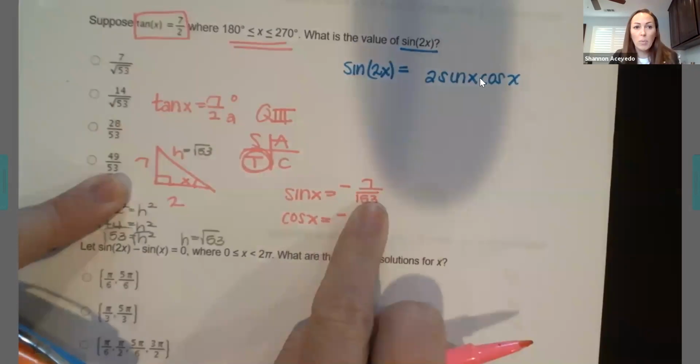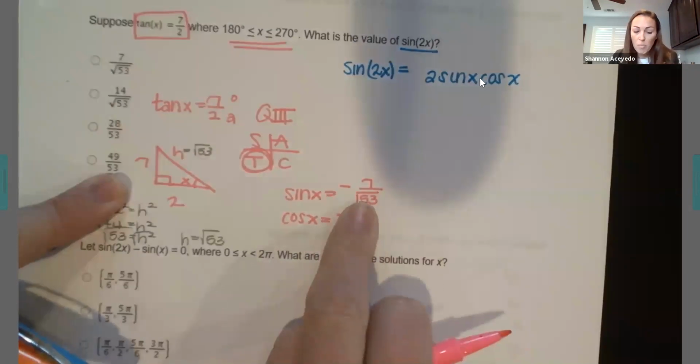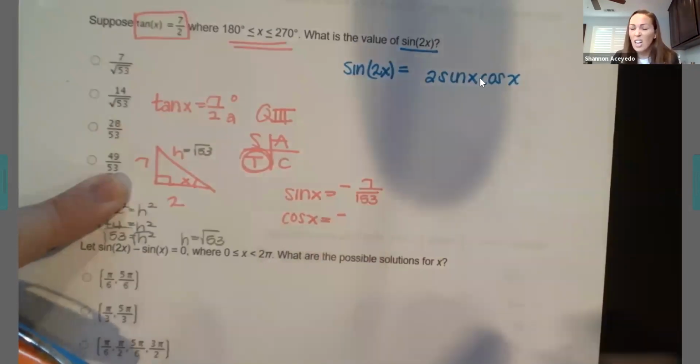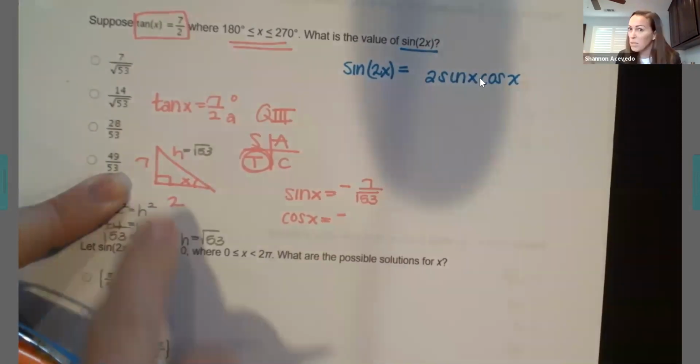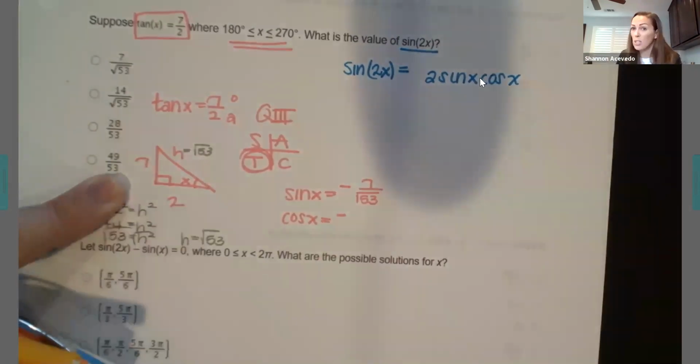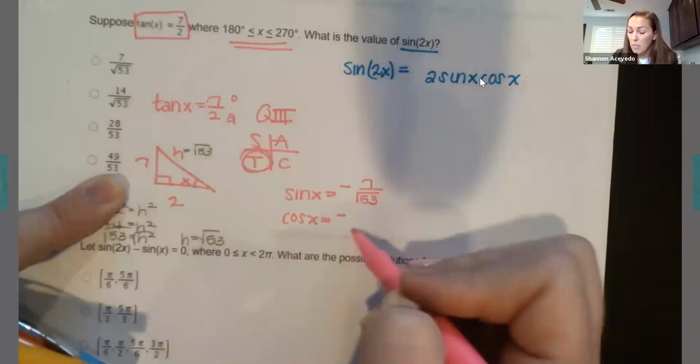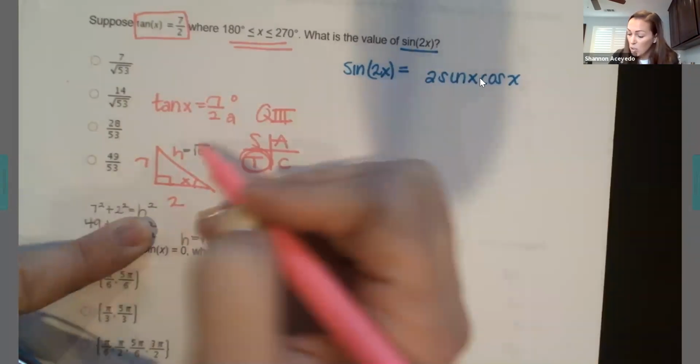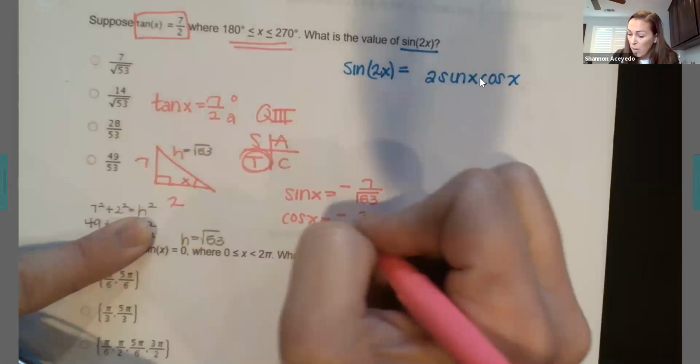Some of you guys go, but do I need to rationalize this? Wait to do anything until you start working through, because sometimes they rationalize, sometimes they don't. You can always do it at the end. Okay, so then I look here, my cosine is going to be my adjacent over my hypotenuse. So it's 2 over the square root of 53.